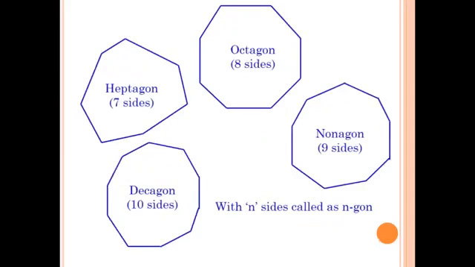So a polygon having 7 sides is known as a heptagon. And octagon is a polygon having 8 sides. And nonagon is a polygon having 9 sides. And decagon is a polygon having 10 sides. So with n sides, a polygon is called an n-gon.